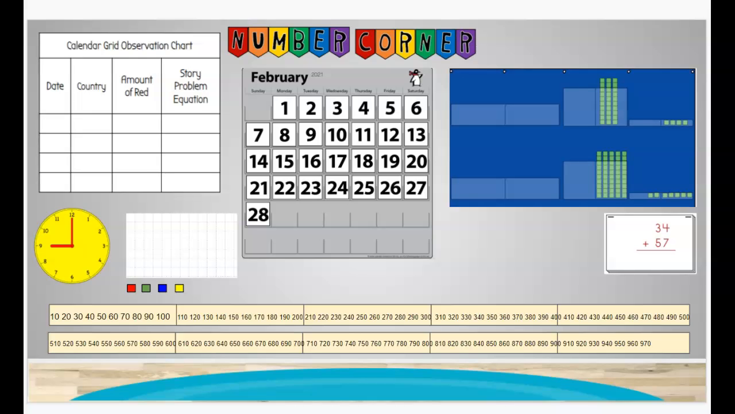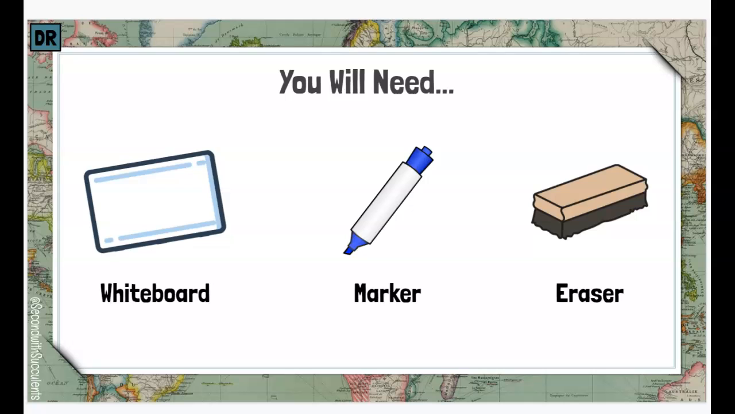Here's what you will need. You will need your whiteboard, marker, and eraser. If you don't have your whiteboard, you can use a piece of paper and a pencil. Pause the video now to get what you need.